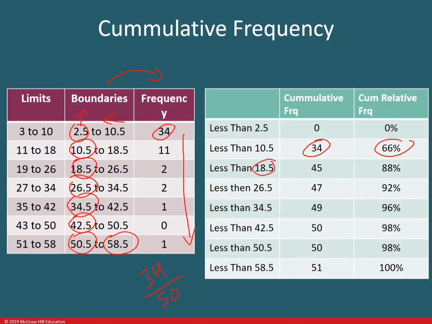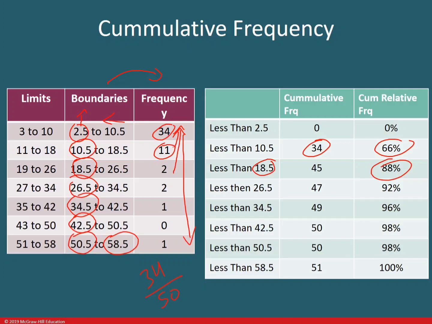Now, how many are less than 18.5? Now, you might think, oh, that's 11, the next number. No, that is 11 and less than. So 11 and the ones before it, which are 34. So that would be 45 states. So 45 divided by 50 is 88%.